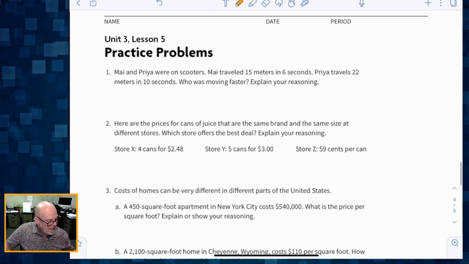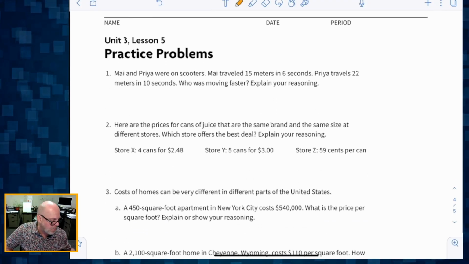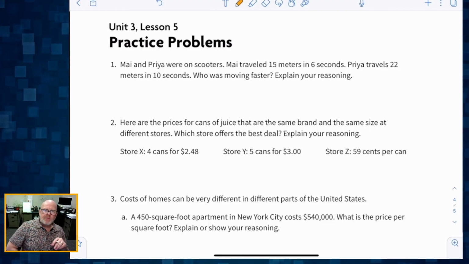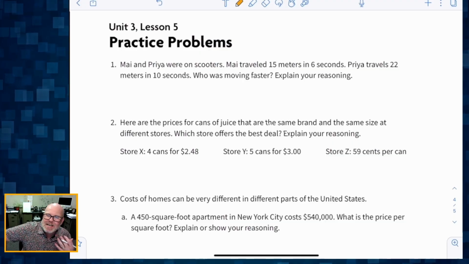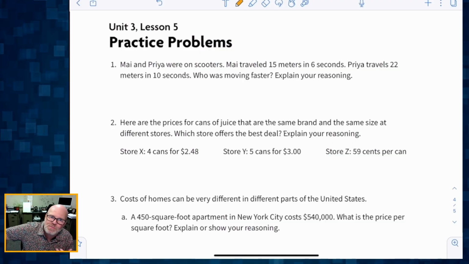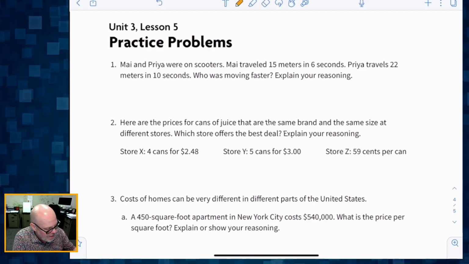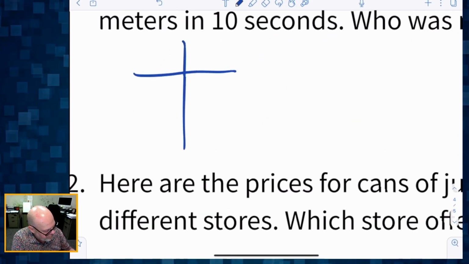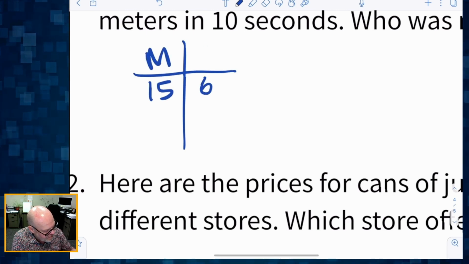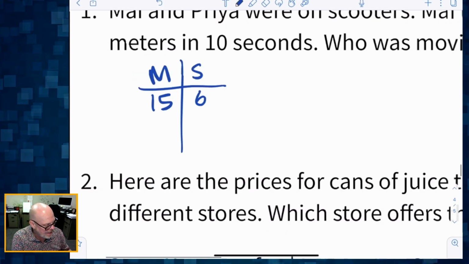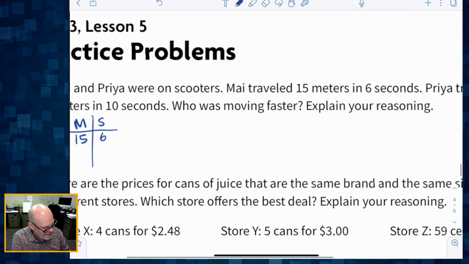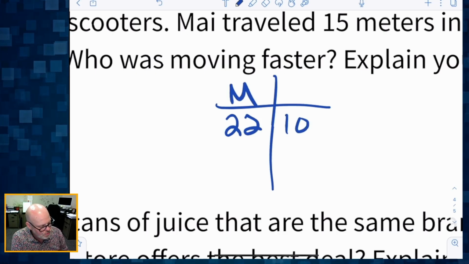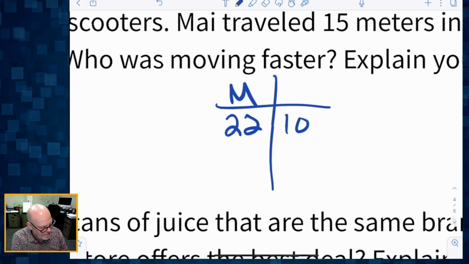There's our summary. And now we're going to do a quick whip through for our practice problems. Mai and Priya were on scooters. Mai traveled 15 meters in 6 seconds. Priya traveled 22 meters in 10 seconds. Who's moving faster? So Mai is 15 meters in 6 seconds, and Priya is 22 meters in 10 seconds.